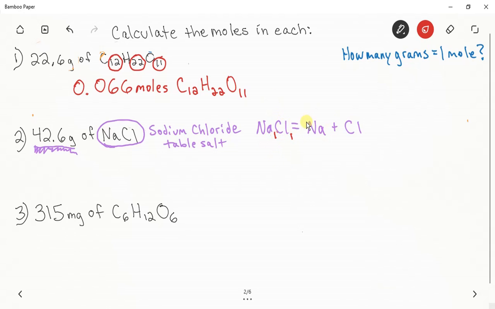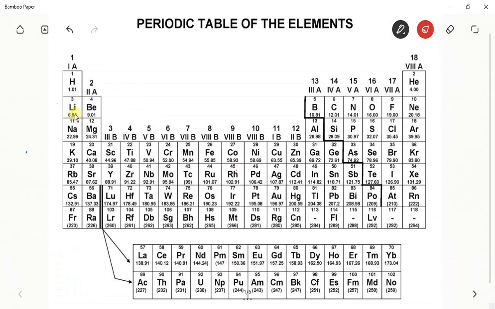So there is 1 mole of sodium and 1 mole of chlorine equals 1 mole of sodium chloride. So we need to find out what this mole is going to weigh in grams. So let's do the 1 mole of sodium first. Let's go to the periodic table. And here's sodium on the left. And sodium's atomic mass is 22.99.